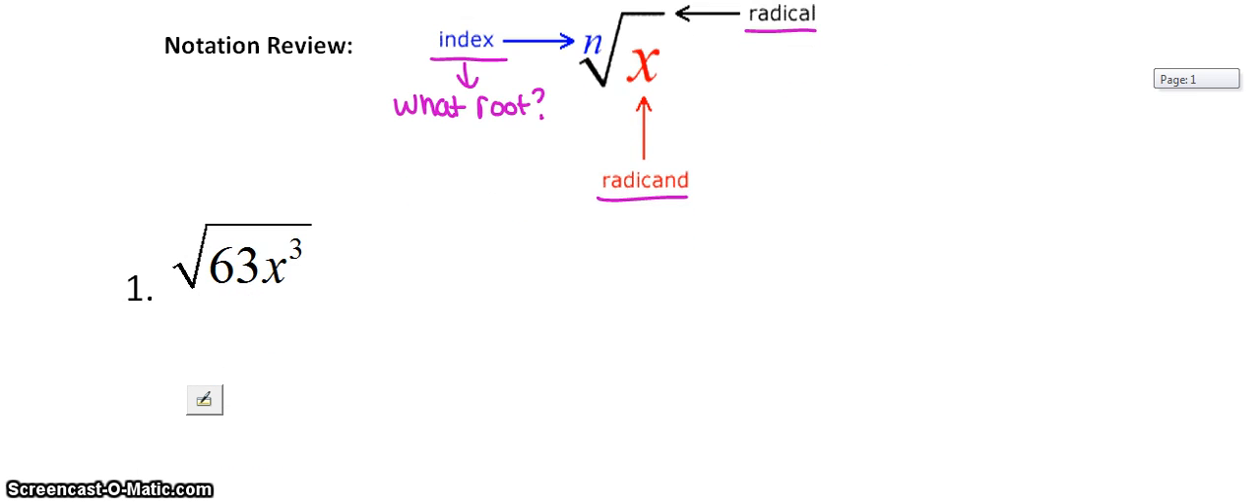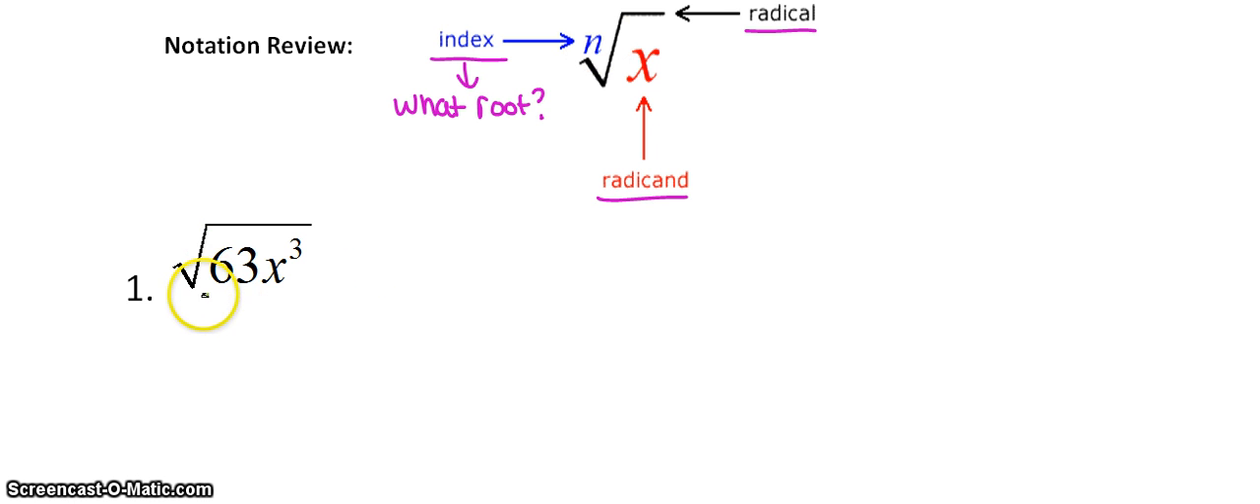Okay, let's try problem number 1. It's asking to take the square root of 63x to the third. Now I know I said before that radicals have an index. This is really your standard root though, the square root. You could write a 2 there, but that's not standard notation. People just assume it's a square root if there's no index.